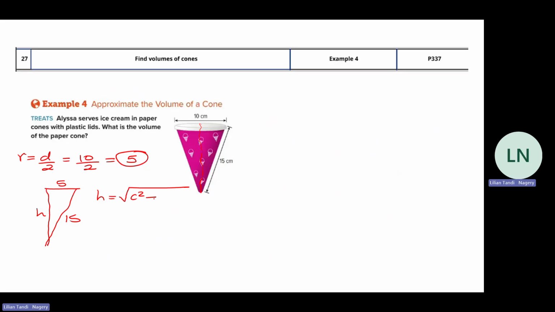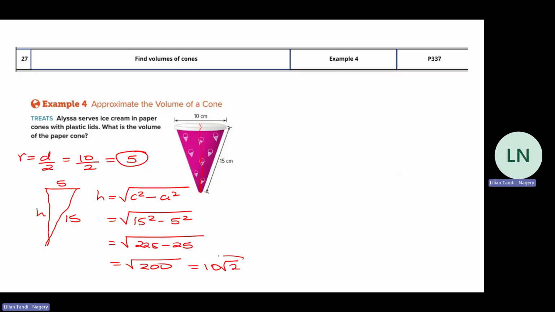So height equals the square root of c squared minus a squared. So this is 15 squared minus 5 squared. This is 225 minus 25. This is square root of 200, which is 10 square root of 2. So this is an important number. Okay. Now let's find the volume of this cone.